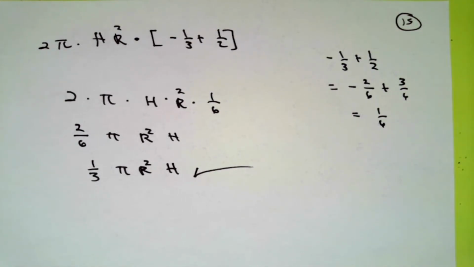Hopefully this makes the procedural differences between the disk washer method and the shell method clear enough.